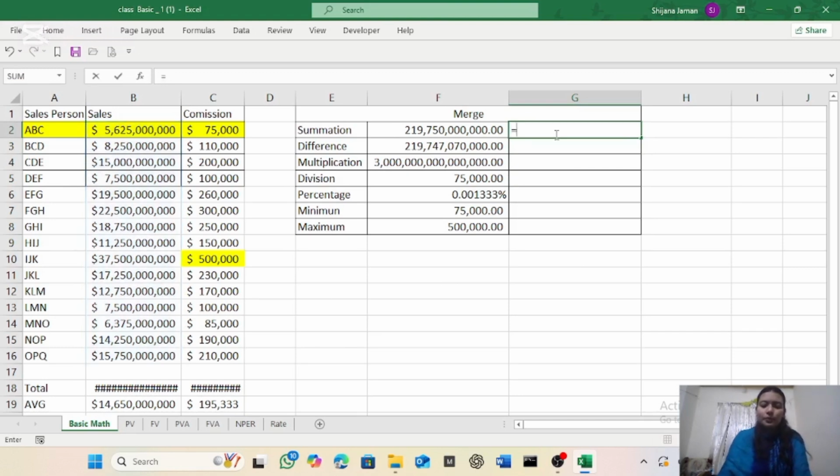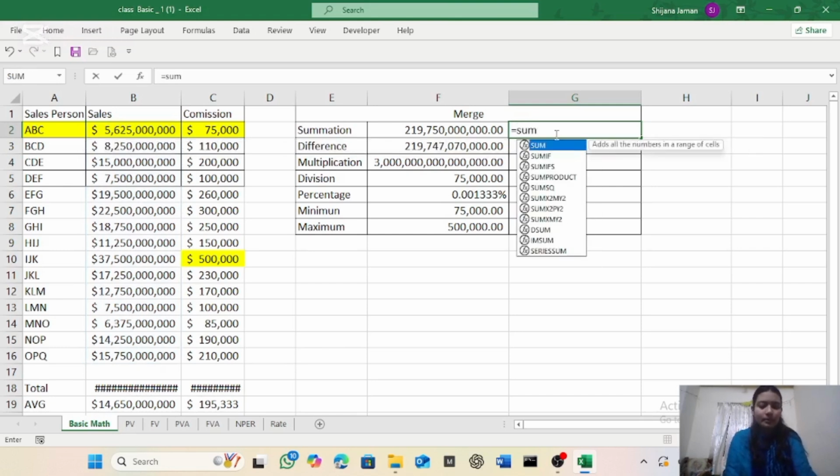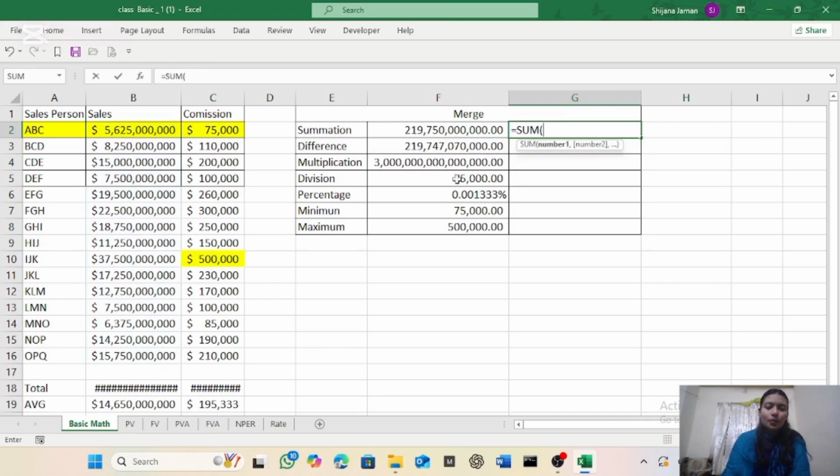The formula would be equal SUM, then we are using the entire sales. We use Control plus Shift plus the down arrow, bracket close, enter. Yeah, this is our summation of sales. It means total sales, this one.